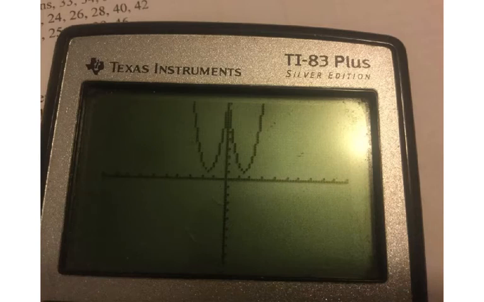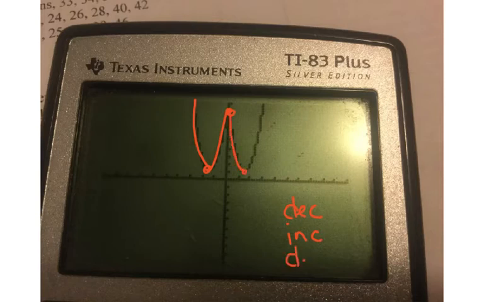So let's figure out how many intervals there are. So the graph is decreasing until here. So it's decreasing. And then it starts increasing up to some point up here. And then it starts decreasing again. And then it increases forever.